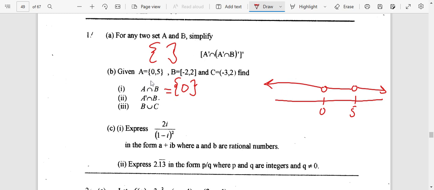You can see the set only has 0 and 5, meaning that any other elements apart from 0 and 5 are going to be outside. That is why I've put open circles at 0 and 5, meaning that we are not including 0 and 5 in the complement because they're already in the set A. Now we want where this set intersects with the set B, and we know the set B is starting from negative 2 up to positive 2.